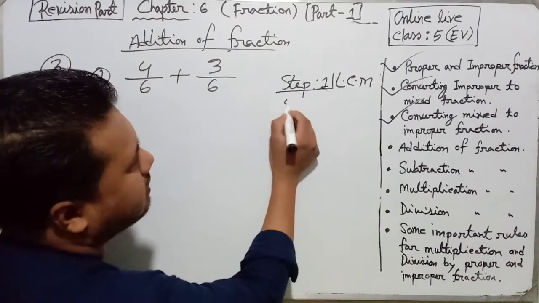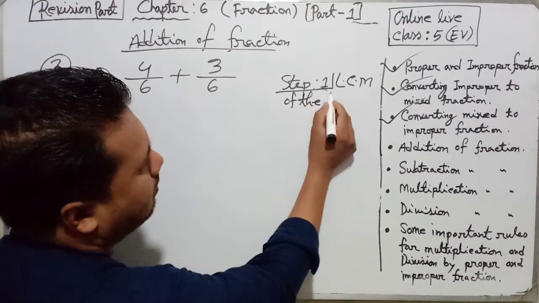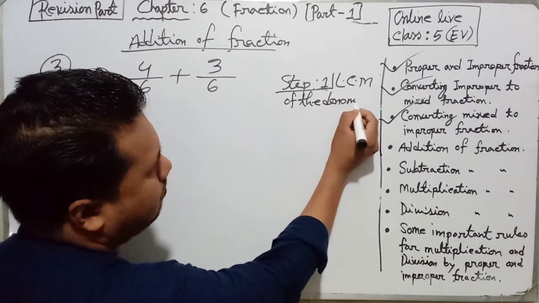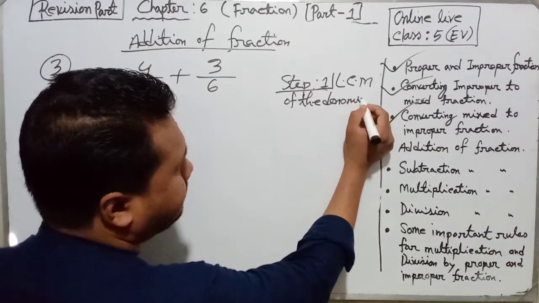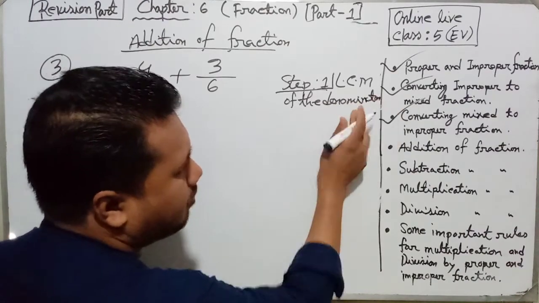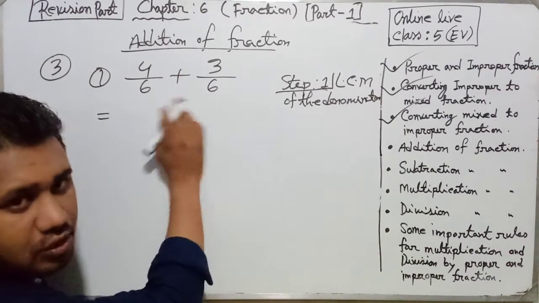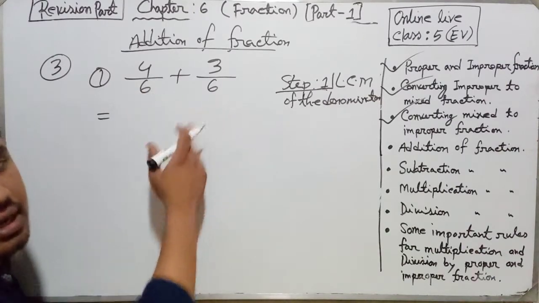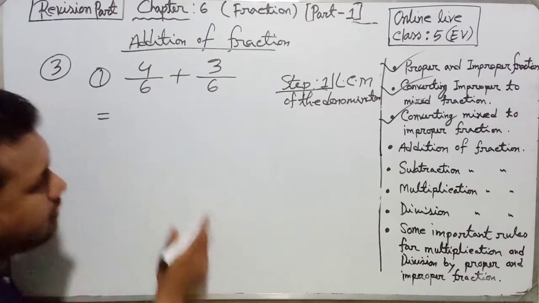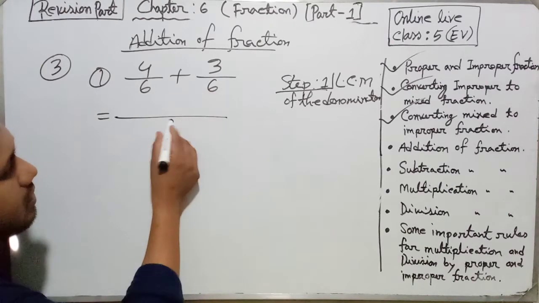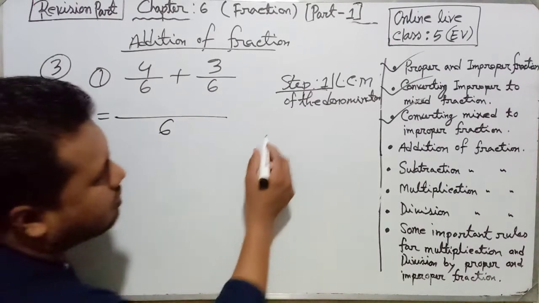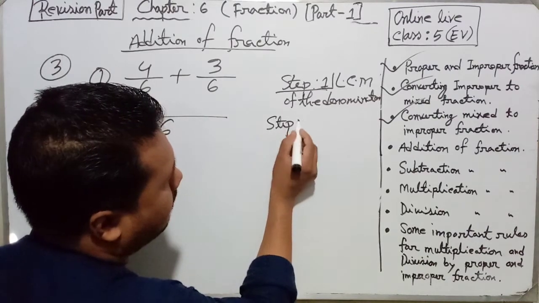Which one? The LCM of the denominators. Look, here the denominator is 6 and this is also 6. There are two fractions, 6 and 6. Now, what will be the LCM of the denominators 6 and 6? It will be 6. Now, step 2.